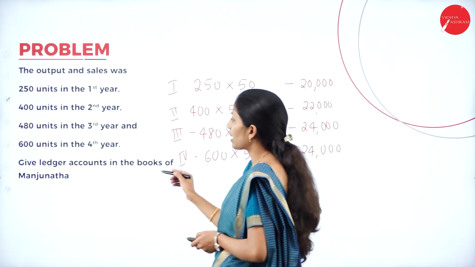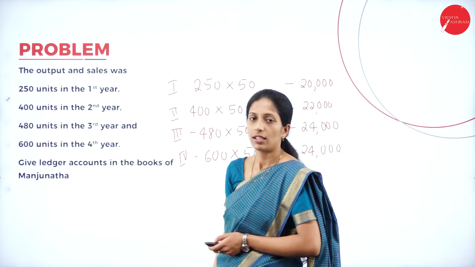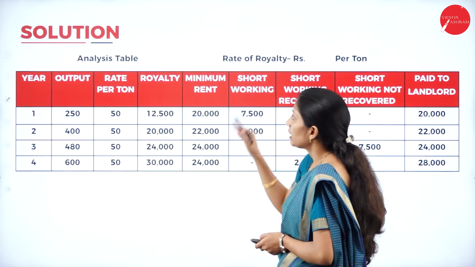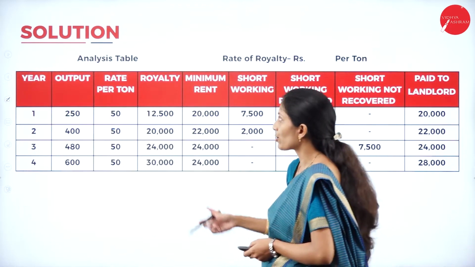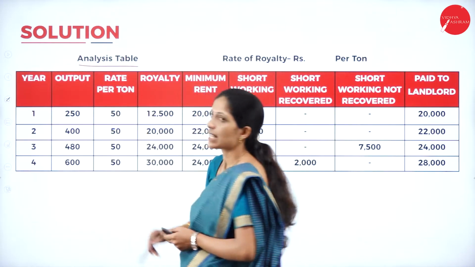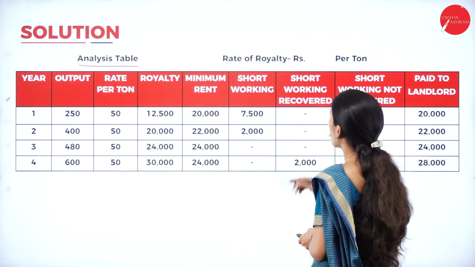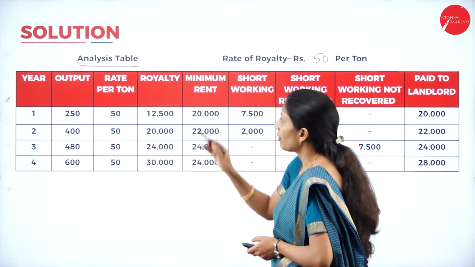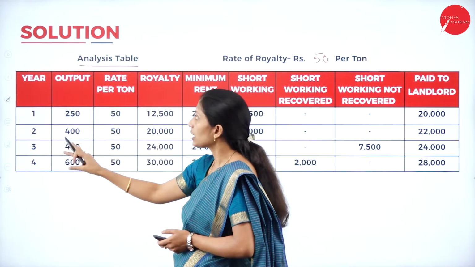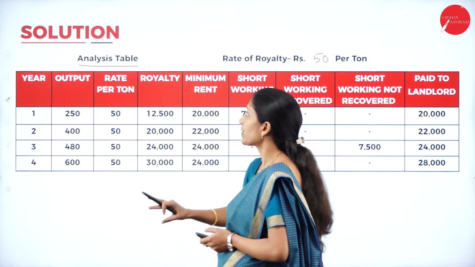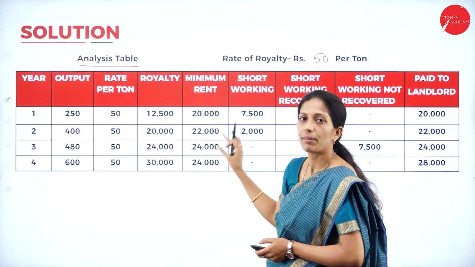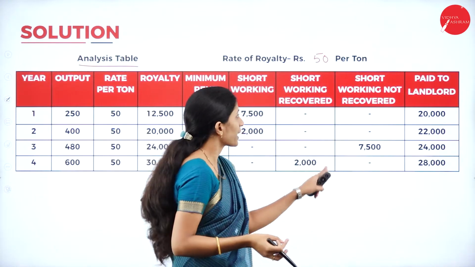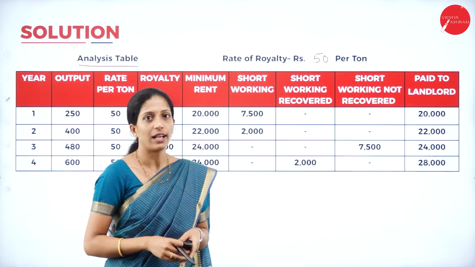Give ledger accounts in the books of Manjunatha. Okay, so let us see what accounts they have to prepare here. Now go through the solution directly. First we have to prepare the royalty analysis table, and the rate of royalty is 50 per ton. Now you know the table here: year, output, rate per ton, royalty, minimum rent, short workings recovered, short workings not recovered, amount paid to landlord.